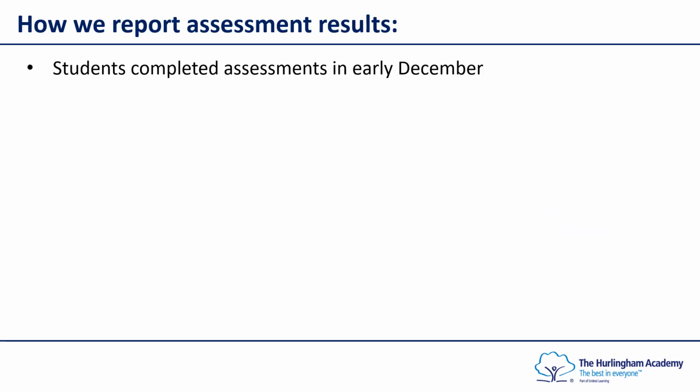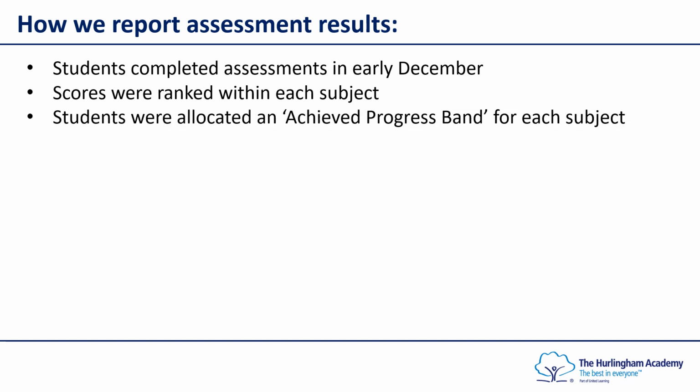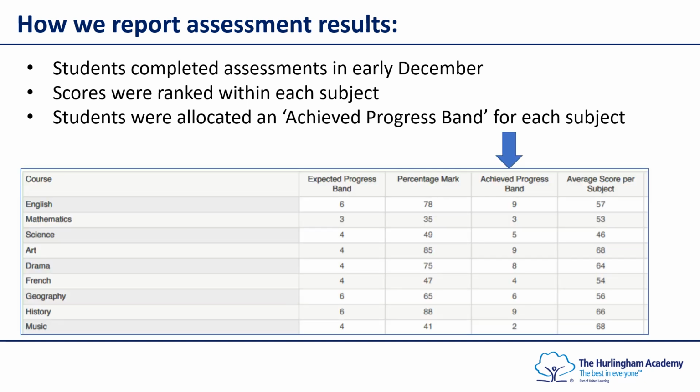The achieved progress band is determined by ranking the test scores from each subject. The report shows the achieved progress band. It also shows the student's actual test percentage, and the average test percentage in each subject is also shown for comparison.